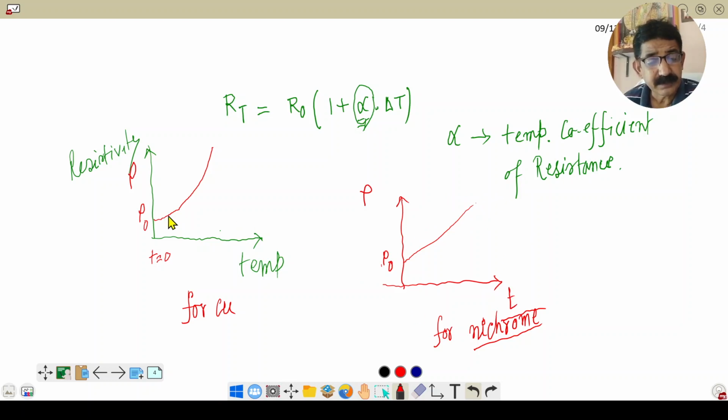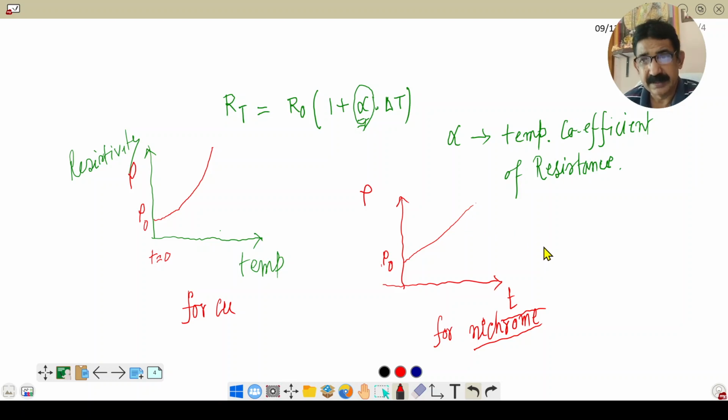Now, in both cases, in case of copper and in case of nichrome, we see that with the increase in temperature, the resistivity also increases. At higher temperature, resistance is higher or resistivity is higher. In case of nichrome also, at higher temperature, both the resistance and resistivity are higher.